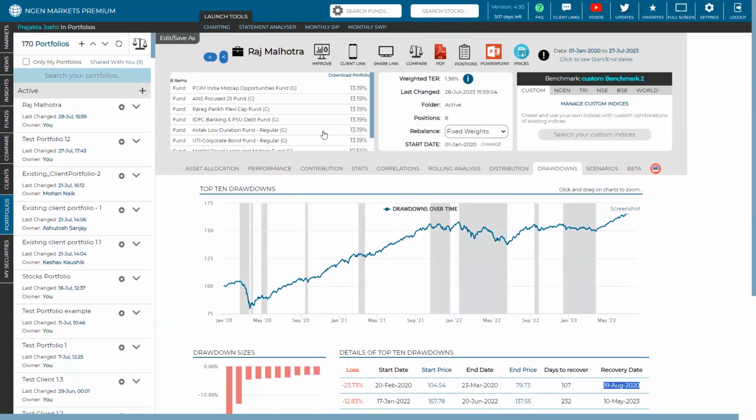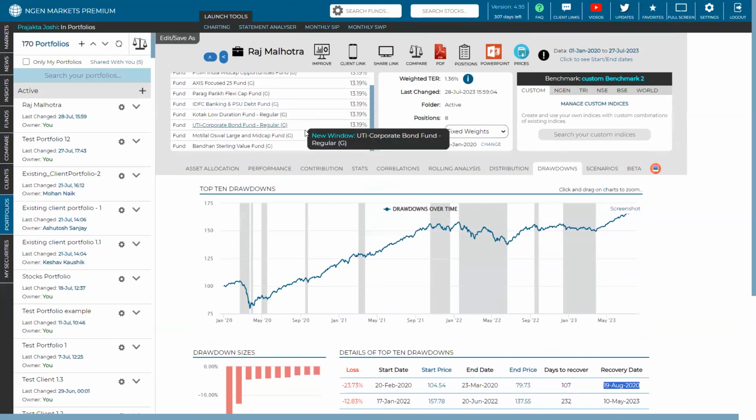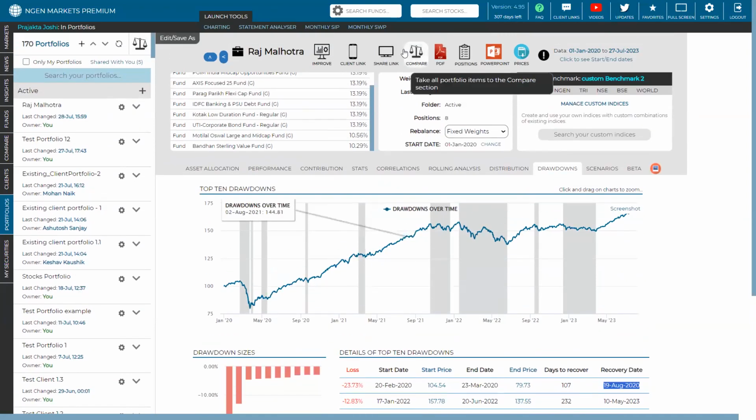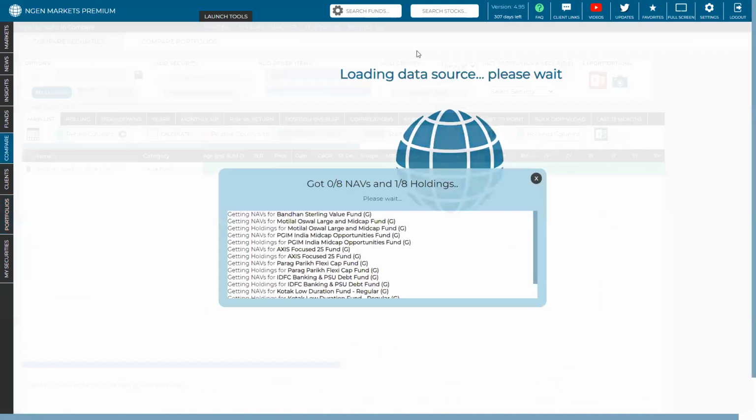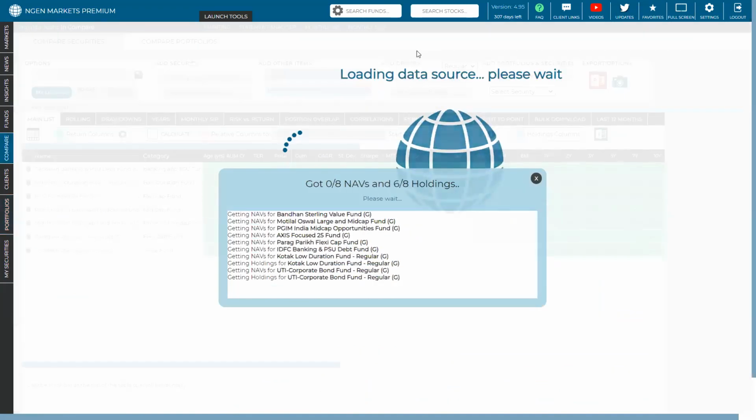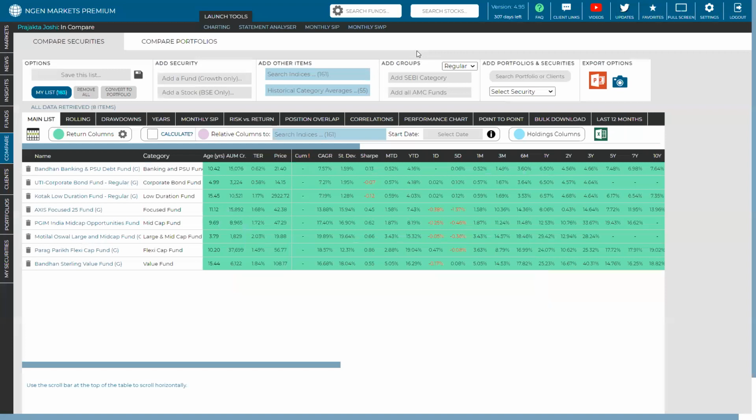Now, if you want to do a singular fund level drawdown analysis, on the components in the portfolio, we have introduced that as well. For that, all you need to do is go to the top. When you scroll to the top, you will see a compare option here. Just click on that, and all the components in the portfolio will be added to the compare section in a single click. You need not add them one by one. In this case, there were 8 components in the portfolio. All of them have gotten added in the compare section.